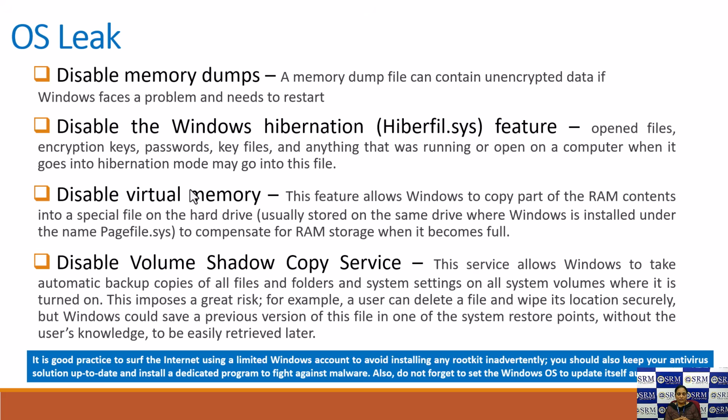And disable volume shadow copy service. This service allows Windows to take automatic backup copies of all files and folders. So this imposes great risk. Unless we encrypt this also, it will be a problem.